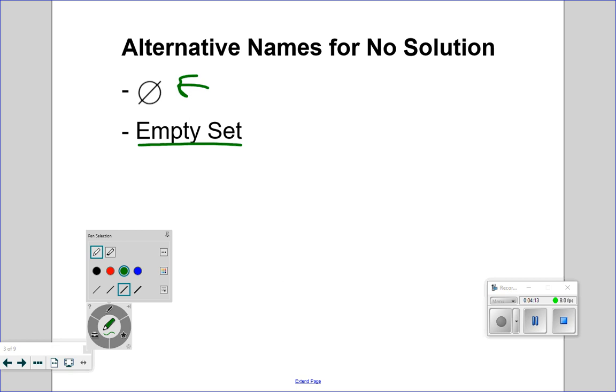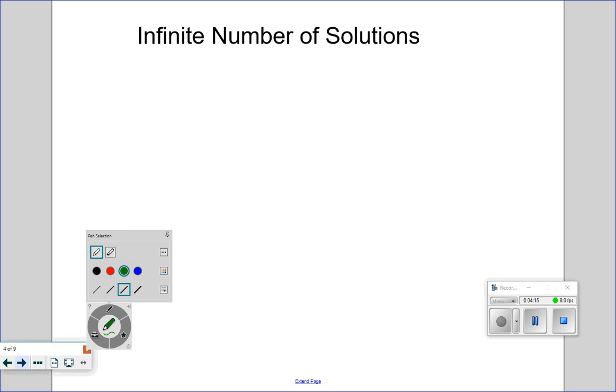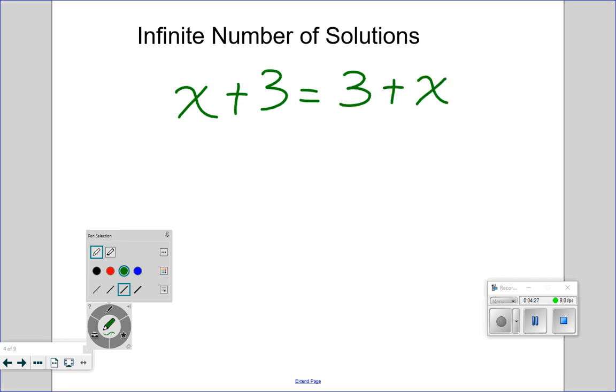Okay, let's do an example of an infinite number of solutions. So let's say I have this: x plus 3 equals 3 plus x. This is a clear, simple example of an equation that has an infinite number of solutions. It means that no matter what number I choose to use for x, it will work every time. And this is an easy example to see because I basically have the same thing on both sides of the equal sign.